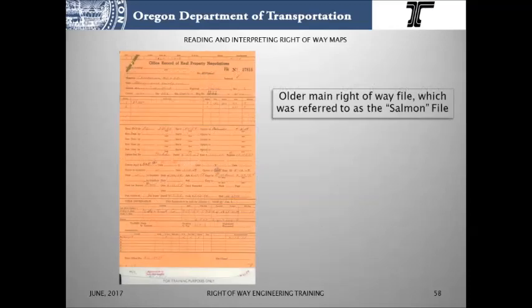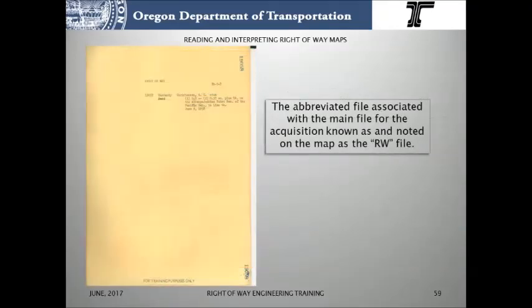So there's the older main right-of-way file. It is referred to as the salmon file. All these files have been scanned. They had hundreds of thousands of files. They were scanned and put in the FileNet. There's our abbreviated file, and it has the RW number on it. It's a different file number than the main file.